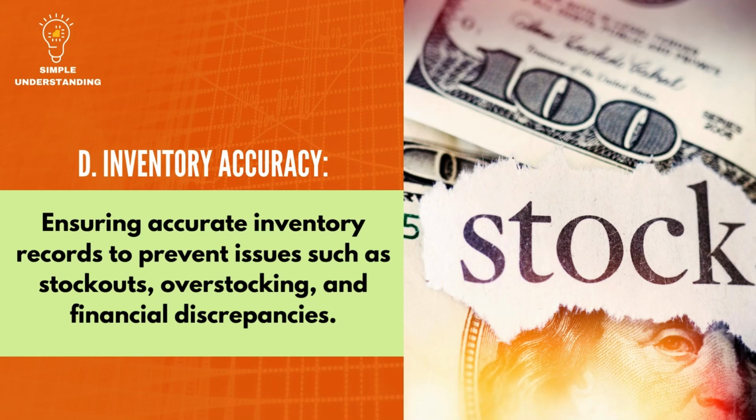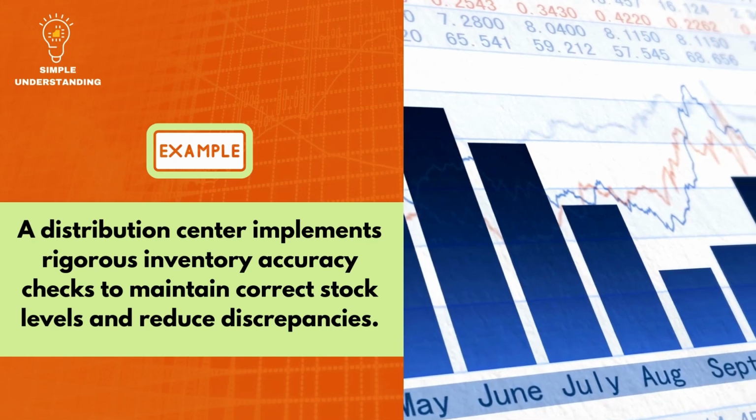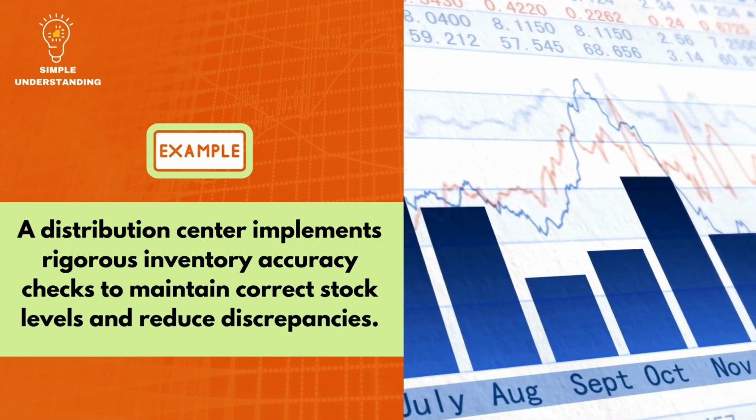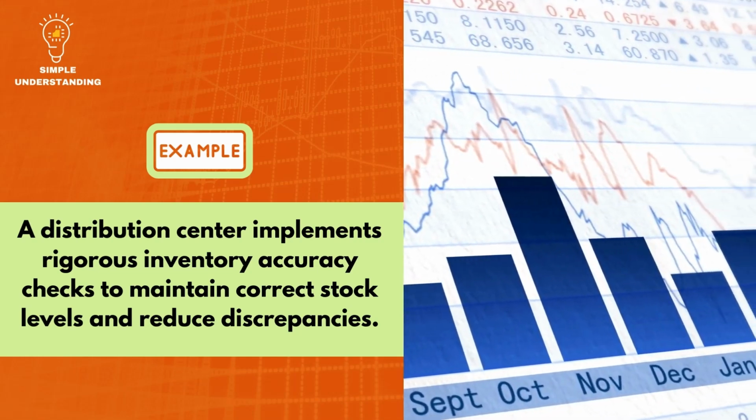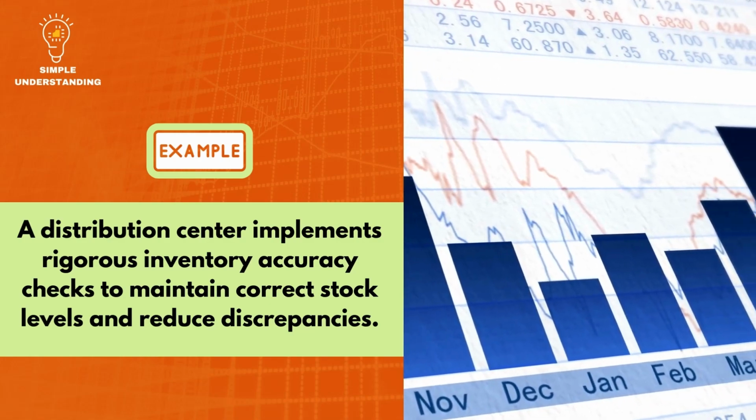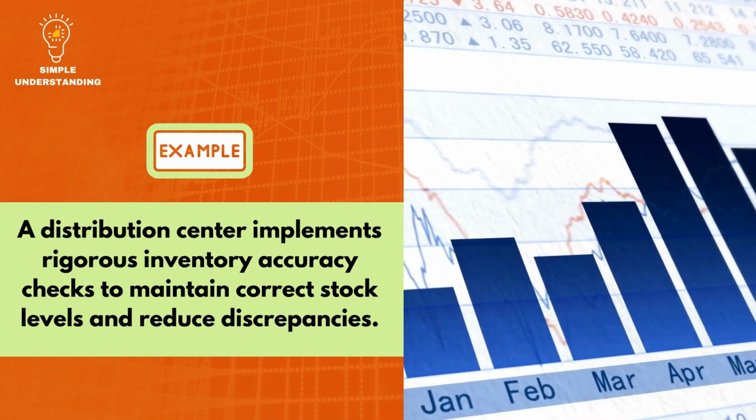Ensuring accurate inventory records to prevent issues such as stockouts, overstocking, and financial discrepancies. Example: a distribution center implements rigorous inventory accuracy checks to maintain correct stock levels and reduce discrepancies.